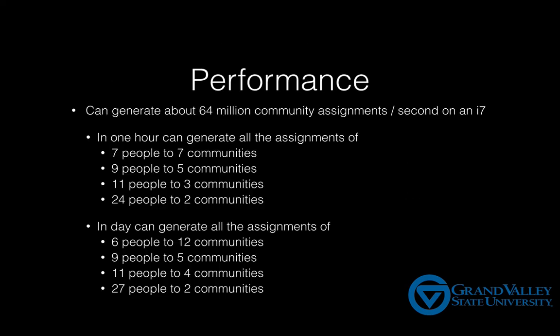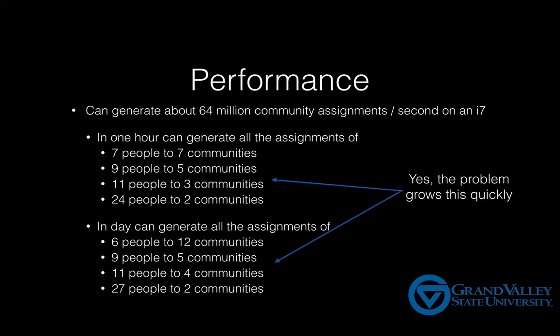The C implementation of our algorithm can generate about 64 million community assignments per second on the Intel i7s we have in our lab. That means in 1 hour we can generate all of the assignments of 7 people to 7 communities. If we allow the algorithm to run for 24 hours, we can generate all of the assignments of 6 people to 12 communities. When you compare what you can do in an hour to what you can do in a day, you can see just how rapidly the problem grows.